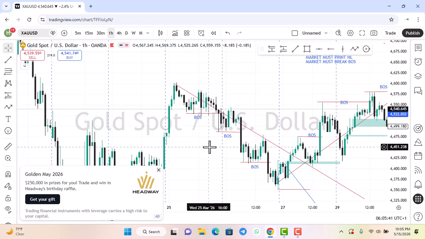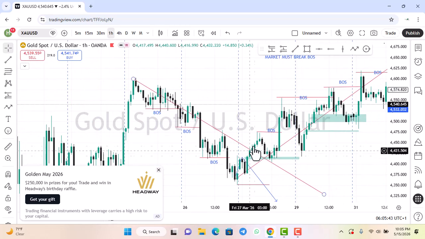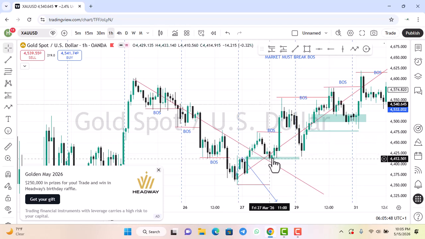So now price comes up, breaks my trend line, and comes down and retests my trend line. So I can now take my entry from here if I'm using a trend line to define market structure.